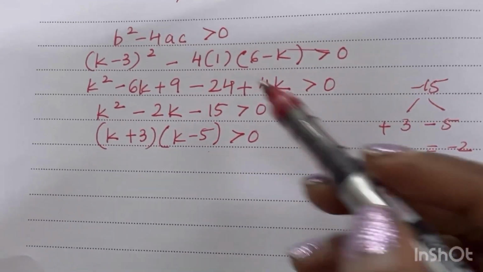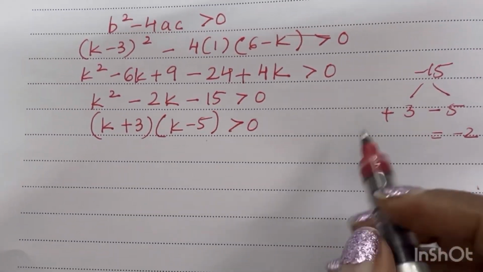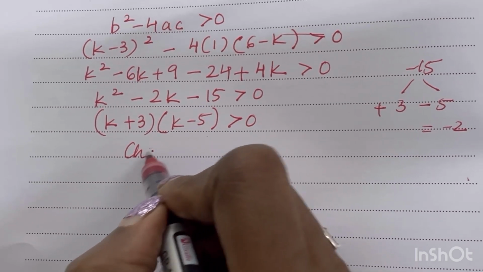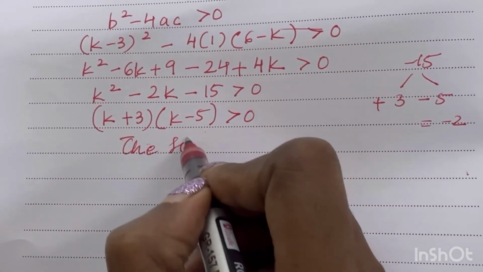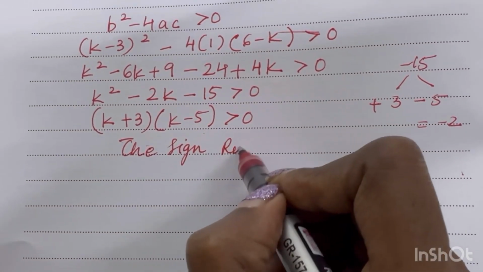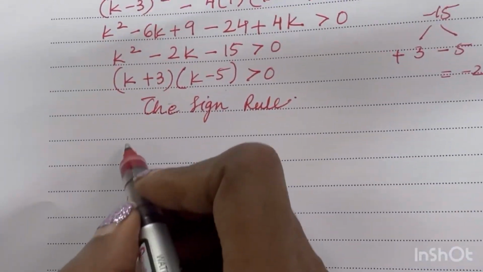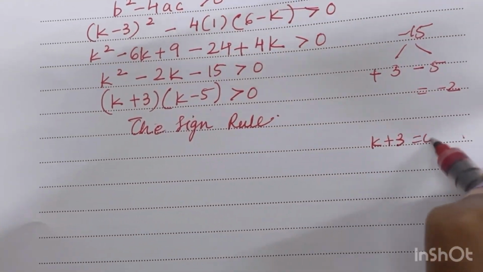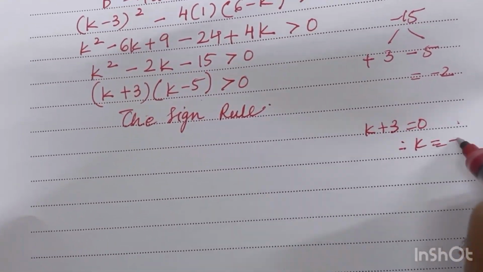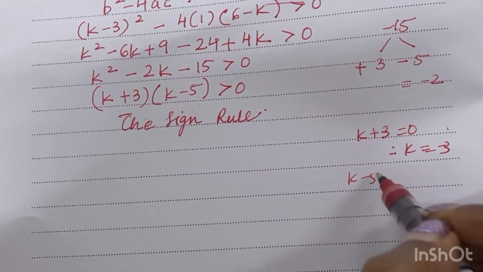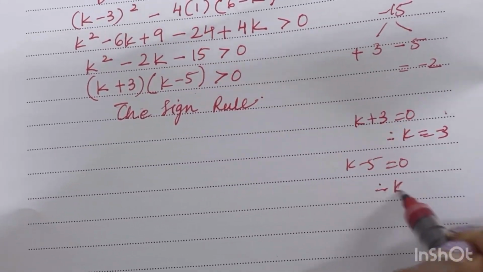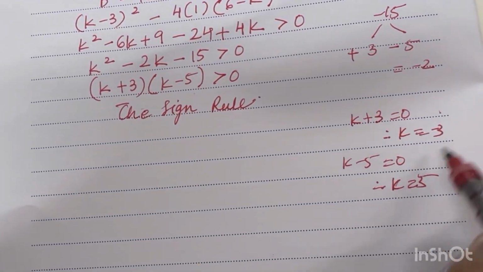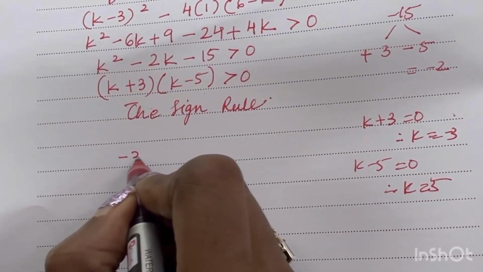Now unlike a quadratic equation, you cannot take this expression out. You have to apply the sign rule. How do we apply the sign rule? It's quite simple. What is k plus 3 equal to 0? It will be k equal to negative 3, and k minus 5 equal to 0 will be k equal to positive 5. Obviously the first number on the number line will be negative 3.